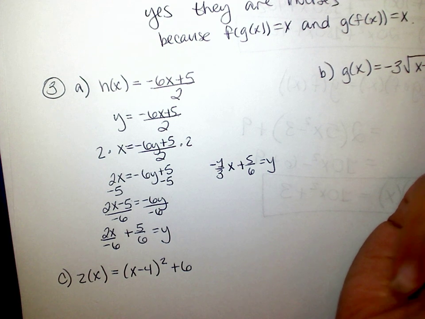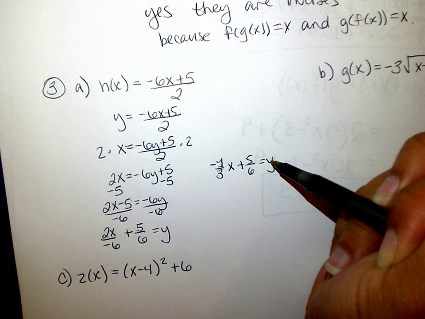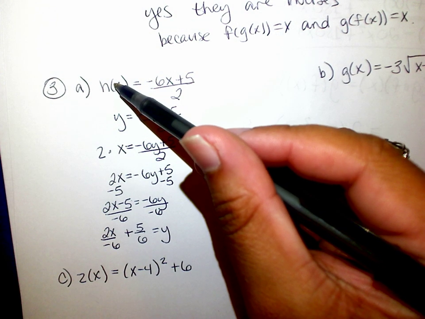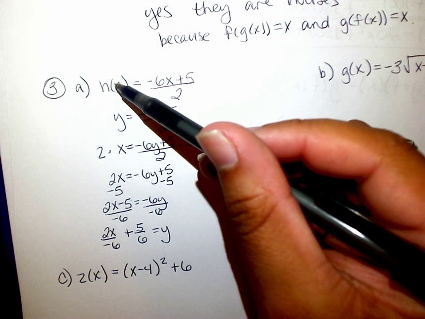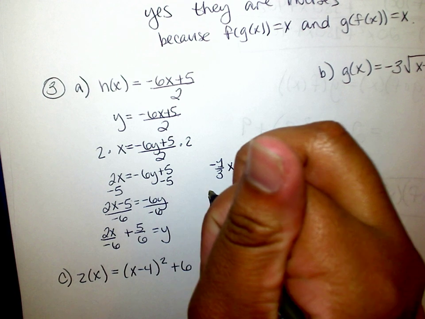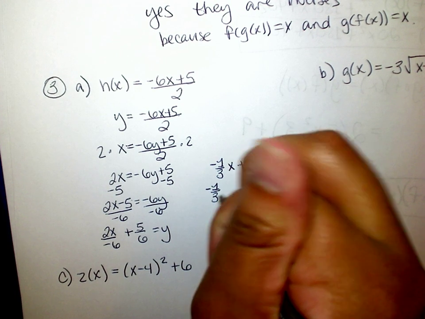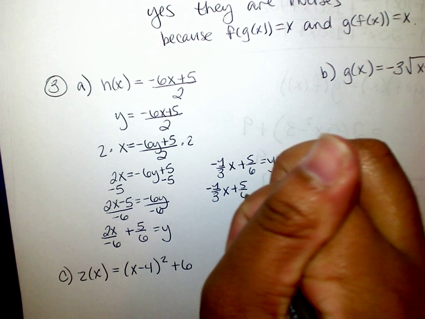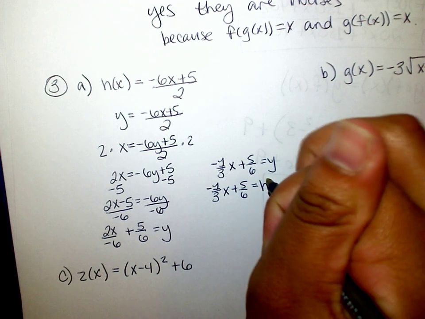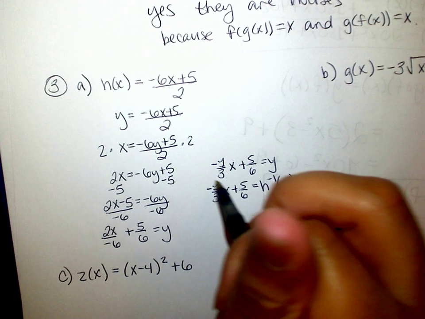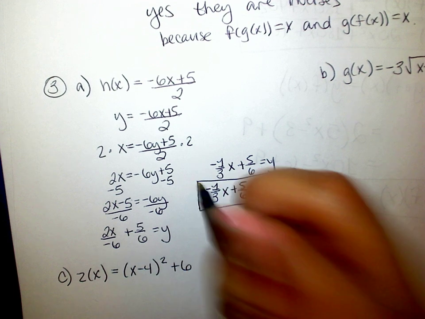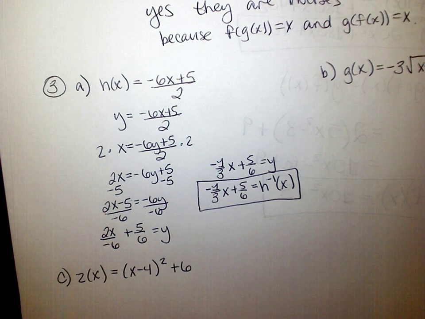So then last step, we're going to change y to h inverse of x, because our function is h, so we want the inverse. So negative 1/3 x plus 5/6 equals h inverse of x. So this will be our final answer.